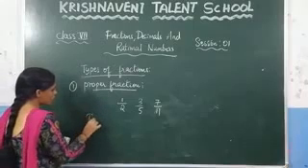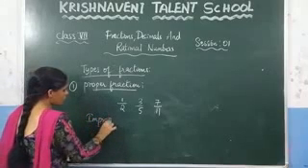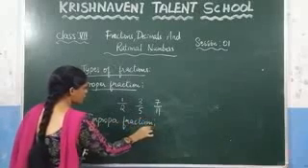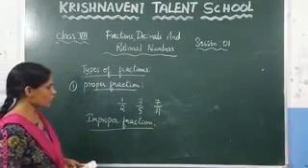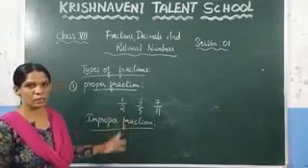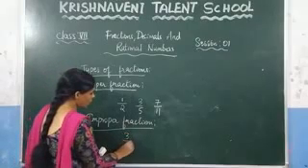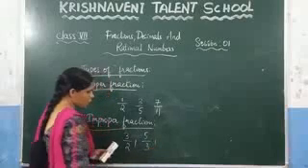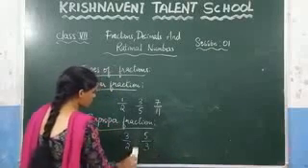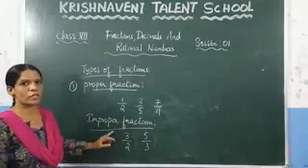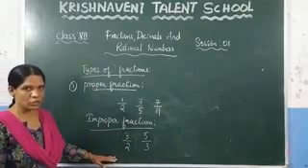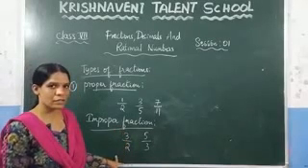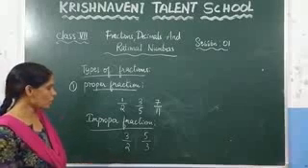Now see the next fraction which is the improper fraction. What is meant by the improper fraction? The reverse of the proper fraction. If the numerator is greater than the denominator, we call it an improper fraction. Consider here 3 by 2 and consider 5 by 3. These are all improper fractions. The numerator should be the bigger number compared to the denominator. So how do you define an improper fraction? If the numerator is greater than the denominator, we call it an improper fraction.